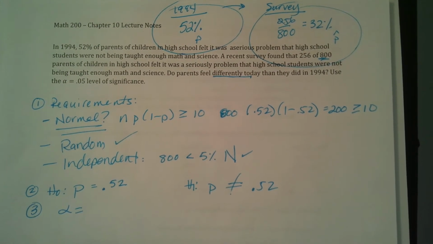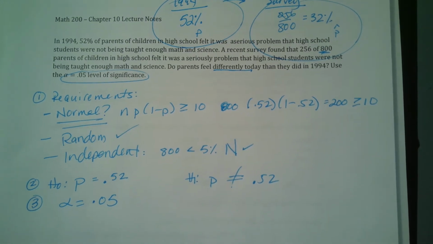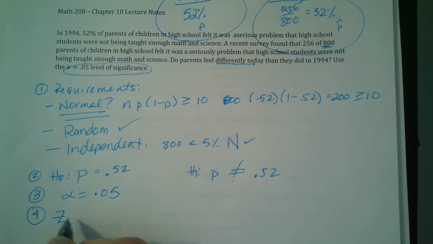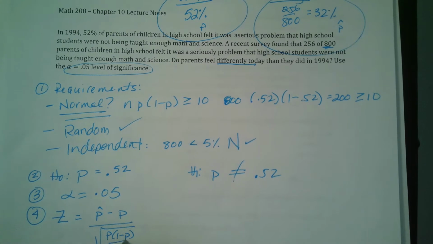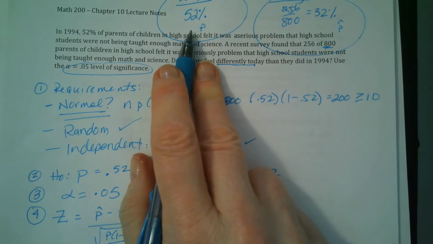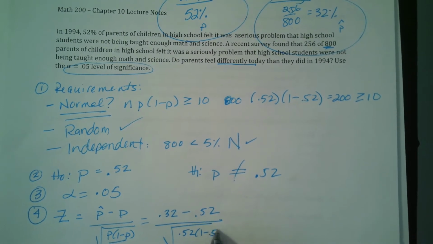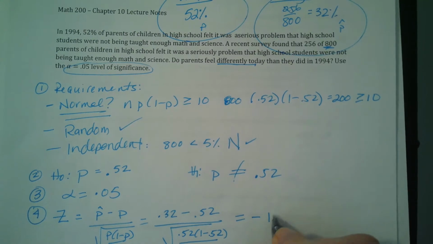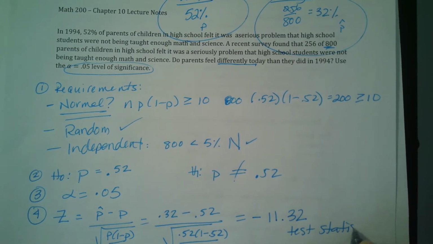Then comes our level of significance. It was given to us in the problem. We are trying to use a 5% risk of making an error, or type 1 error. In step 4, we find our test statistic. Z is our test statistic. We take p hat minus p over the square root of p times 1 minus p over n. P hat we found over here, which was 0.32, minus the original p, which was 0.52, all over the square root of 0.52 times 1 minus 0.52, all over n, which was 800. And we put this in our calculator, I'm getting a really low z value of negative 11.32, which again is my test statistic.